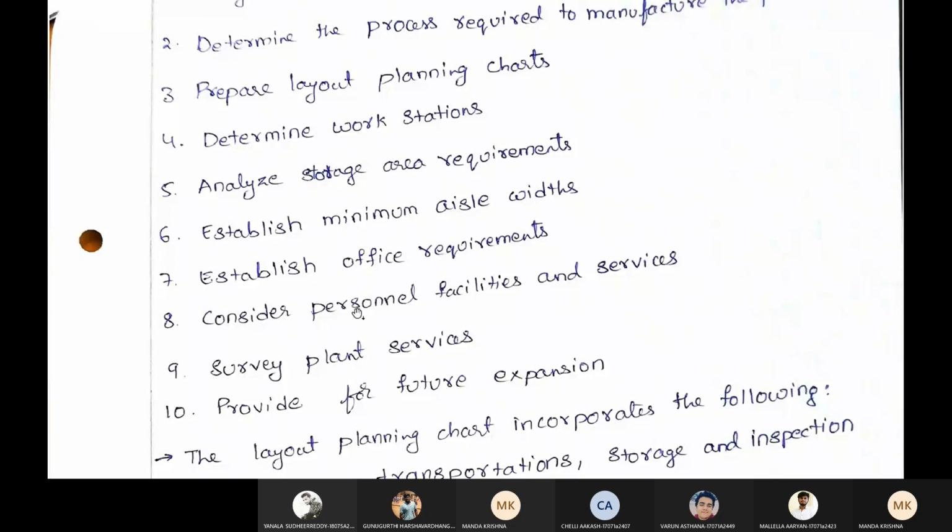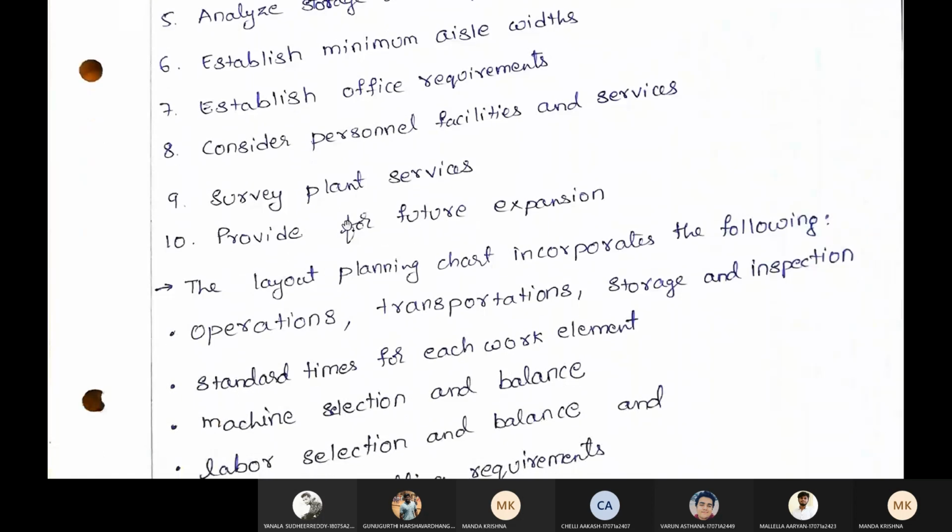of different departments. Consider personal activities, personal facilities, and services within the work center, and survey plant services. What are the plant services it is providing? We have to look at that. Next is to provide for future expansion. If any demand is more, we can go for the future expansion in order to serve better.